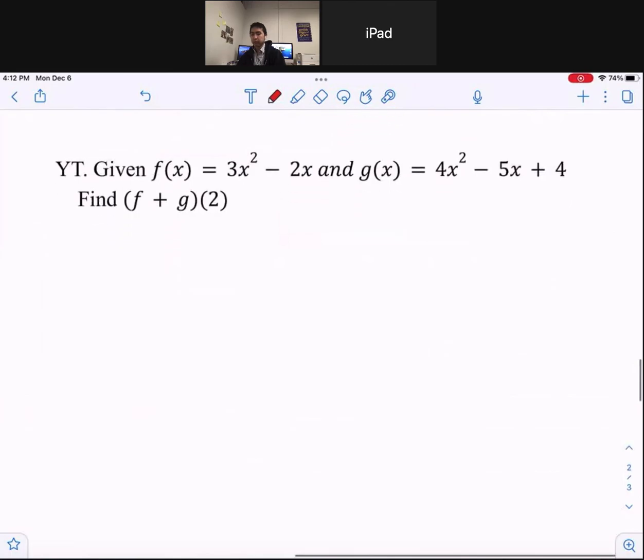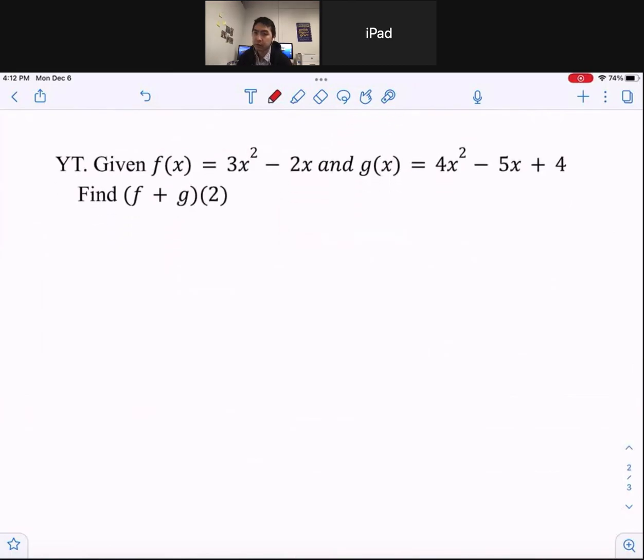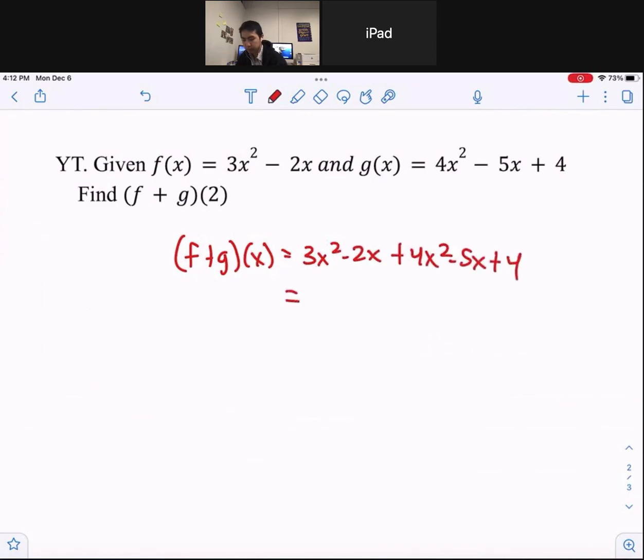Last one for you guys to try, so pause the video and see how you guys do, okay? Okay, so f plus g of x, find this function first. So 3x squared minus 2x plus 4x squared minus 5x plus 4. Combine like terms. The x squareds we can combine. The x terms we can combine. But this 4 is by itself. So 3 plus 4 is 7x squared. Negative 2 minus 5 is negative 7x plus the 4.